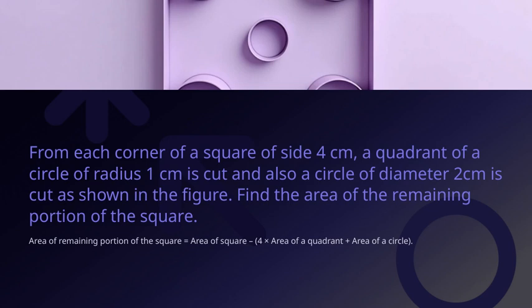Putting it all together, the area of the remaining part of the square equals the total area of the square minus the sum of these cut-out areas. In the formula, that's the area of the square minus 4 times the area of a quadrant plus the area of the circle. By understanding this breakdown, we see how the geometric shapes relate and how their areas are combined to find the leftover space.